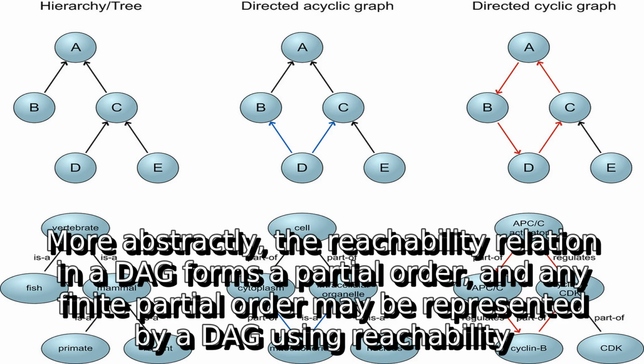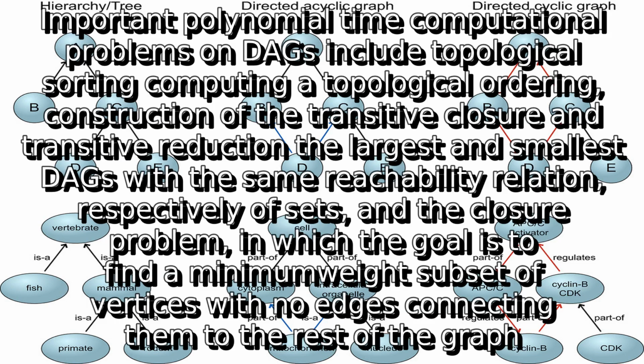More abstractly, the reachability relation in a DAG forms a partial order, and any finite partial order may be represented by a DAG using reachability. Important polynomial time computational problems on DAGs include topological sorting, computing a topological ordering, construction of the transitive closure, and transitive reduction, the largest and smallest DAGs with the same reachability relation, respectively, and the closure problem, in which the goal is to find a minimum weight subset of vertices with no edges connecting them to the rest of the graph.